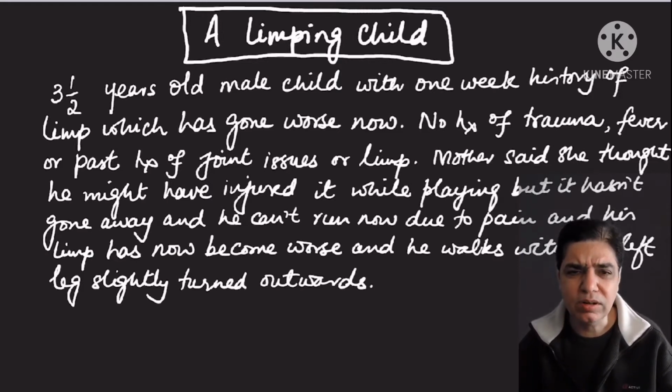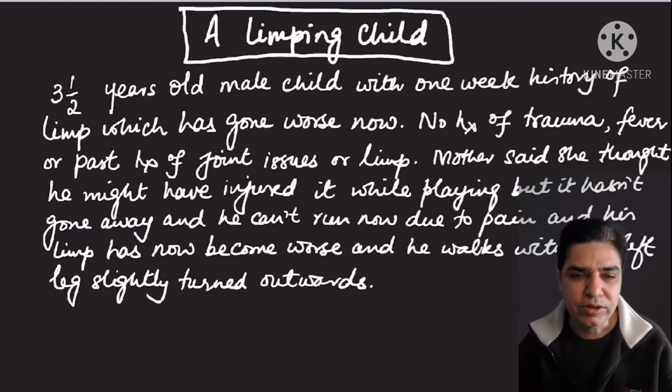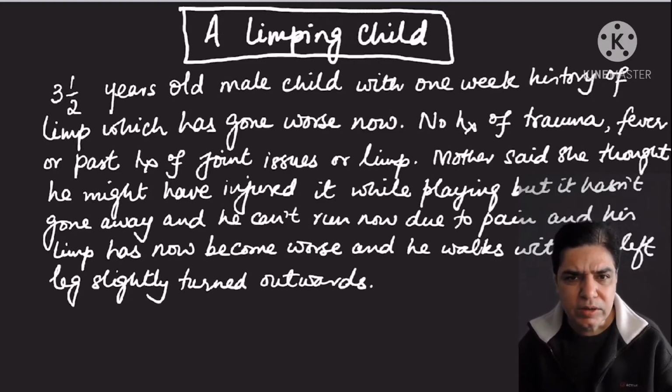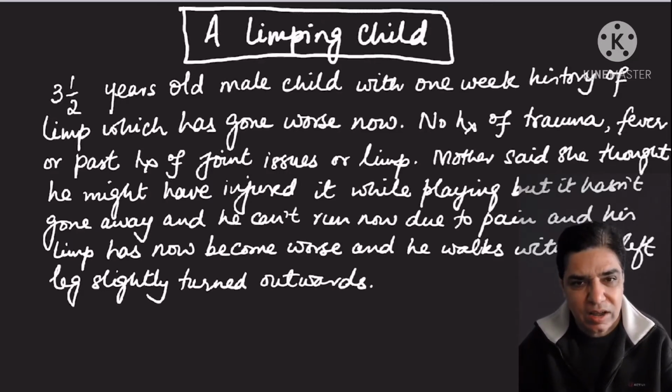The mother said that she thought initially that because he's a kid, he might have injured himself while playing somewhere, and she thought that giving him a bit of rest and some painkillers would take the limp away. But she has noticed that the limp has persisted, and now he can't even run for a few yards because of the pain, and the limp has gone worse. And now when he's walking, the mom said that she has noted that the left foot is slightly turned outwards.